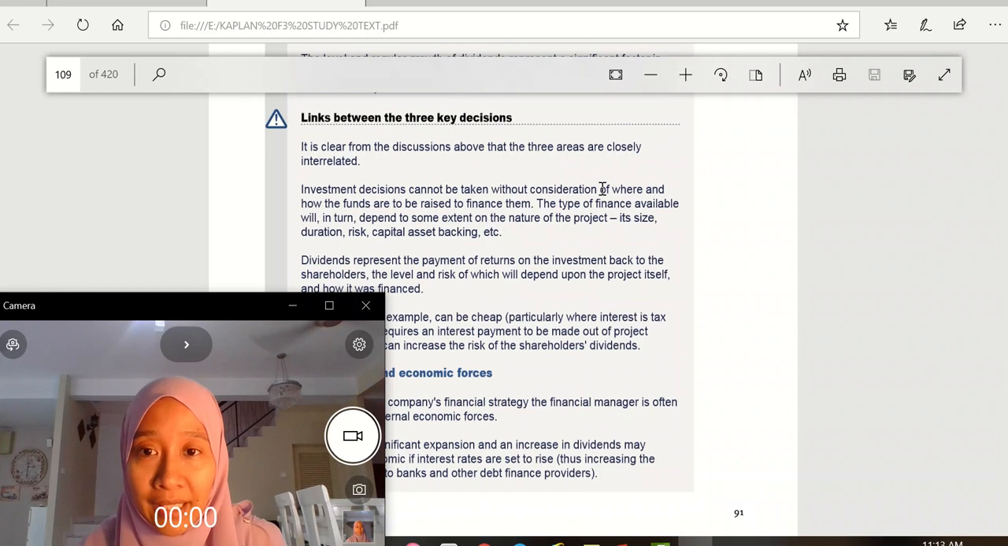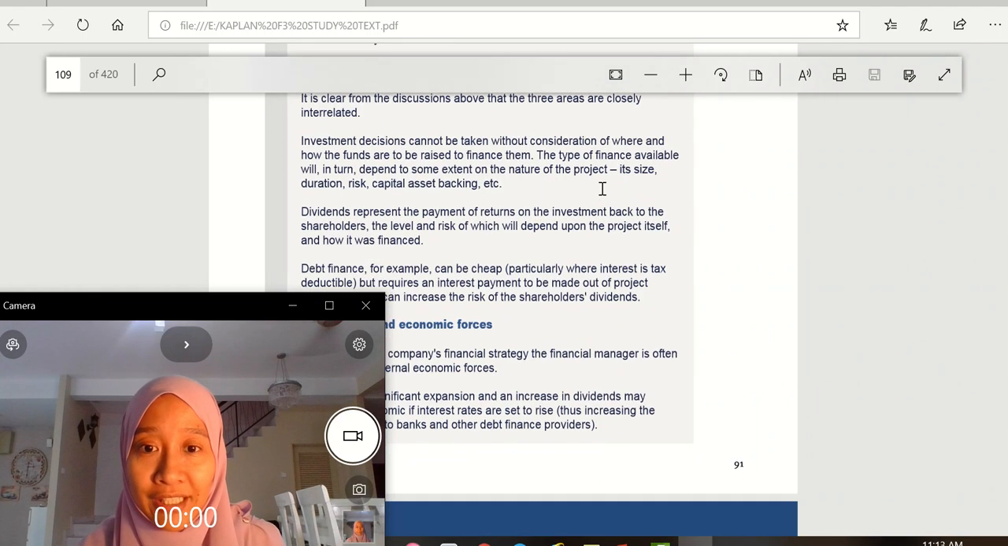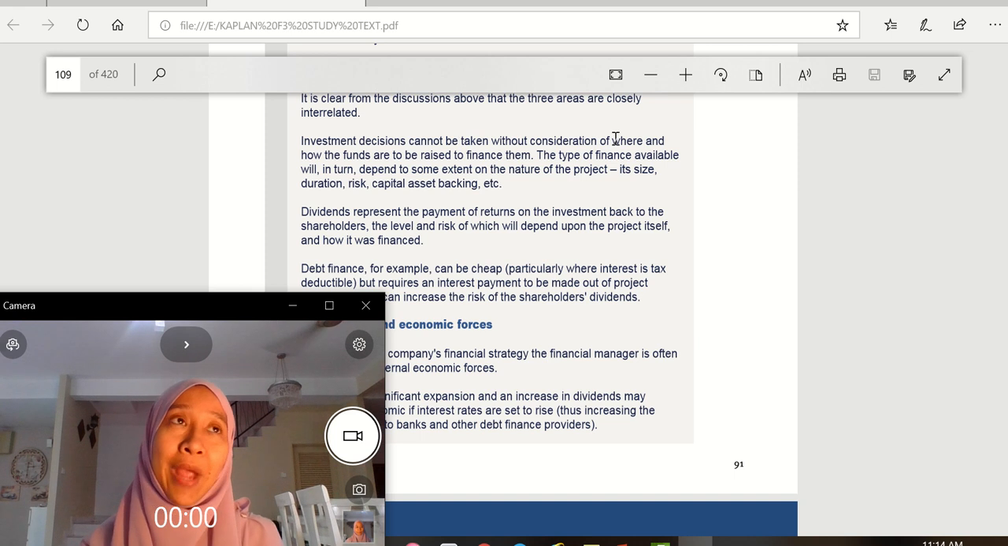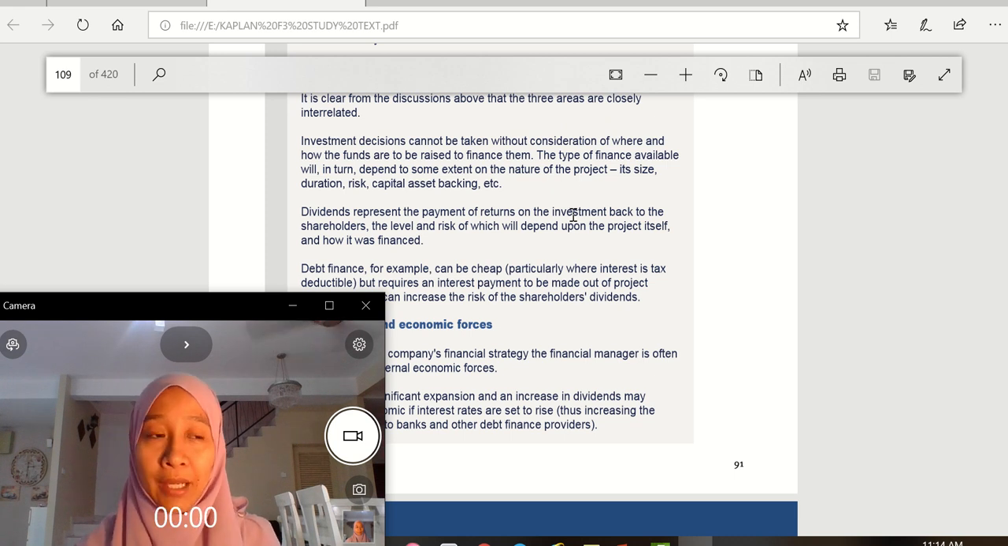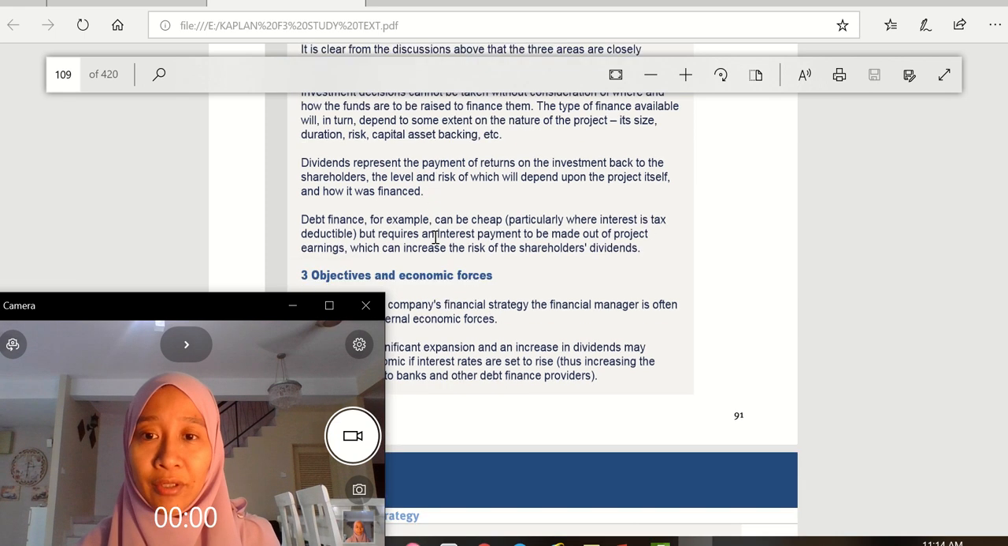I think I already explained the link between the three decisions. It is clear from the discussion above that the three areas are closely interrelated. An investment decision cannot be taken without considering where to get the funds and how to pay for it. Do you have enough profit left to retain as a reserve, or retain for the dividend payment? This is all related.